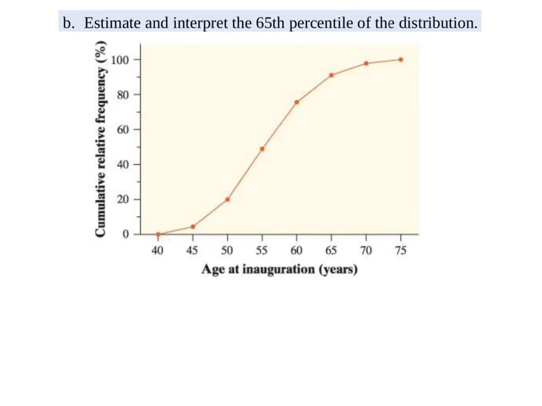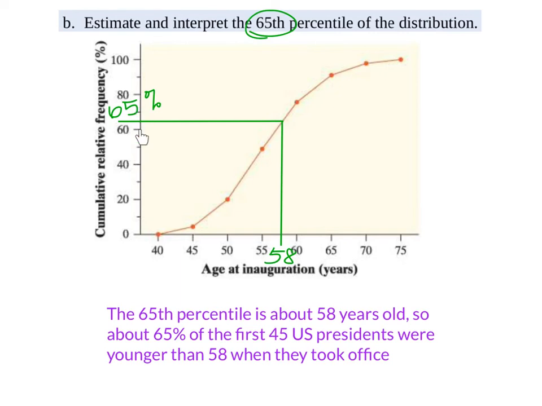So now we can answer the second part, which is to estimate and interpret the 65th percentile of the distribution. So instead of starting down here on this axis, we're going to start here on the cumulative relative frequency axis. So I'm going to try to find 65 and see where that lines up in terms of age. So I find 65% here, which is this notch, and I draw a straight line over and down, and I'll estimate that at about 58 years. So we would interpret that to be that the 65th percentile is about 58 years old. So about 65% of the first 45 US presidents were younger than 58 when they took office.